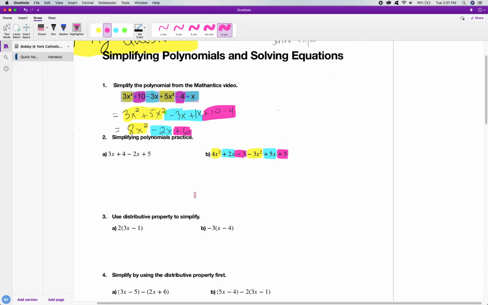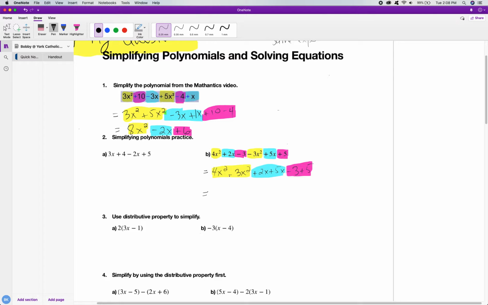So this is a polynomial, and what we're going to do is simplify it. We're going to group the like terms. So I'm not changing anything about them. I'm just writing them next to each other. Yellow ones. Blue ones. Pink ones. Okay, yellow ones, blue ones, pink ones. So I can only add or subtract in the same group, in the same color.